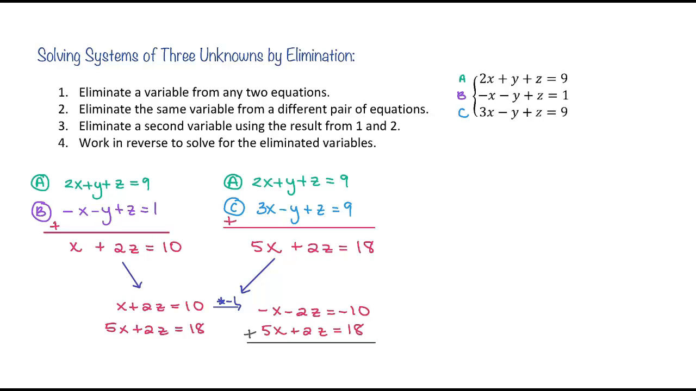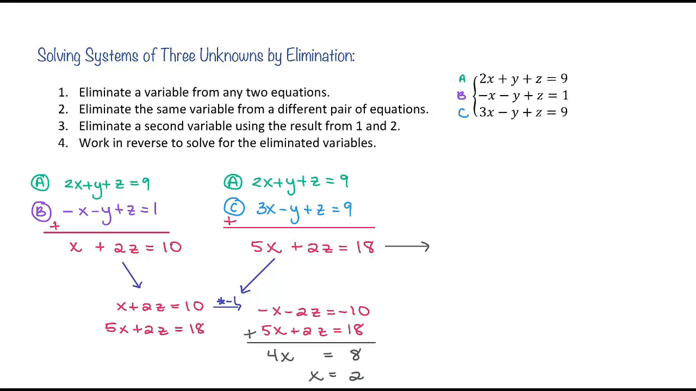Now when we add these two equations together, the z variable will cancel out. We have negative x plus 5x, or positive 4x, negative 2z plus 2z, or 0, equals negative 10 plus 18, or positive 8. Dividing both sides by 4, we find that x is equal to 2. Now we can work backwards and solve for z and y. We can use either of our equations from steps 1 and 2 to solve for z.